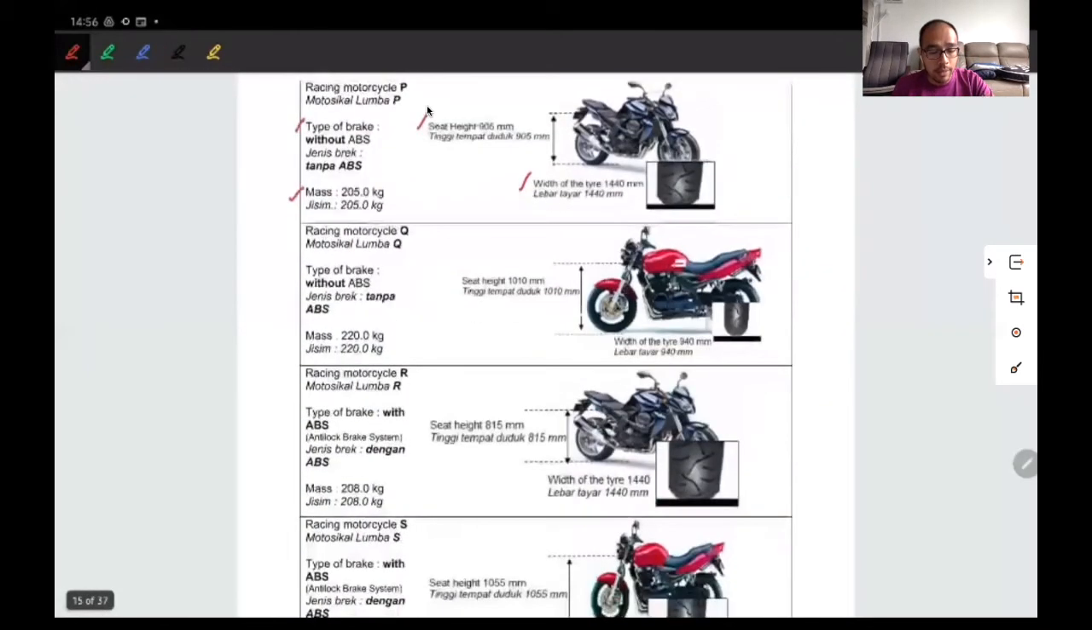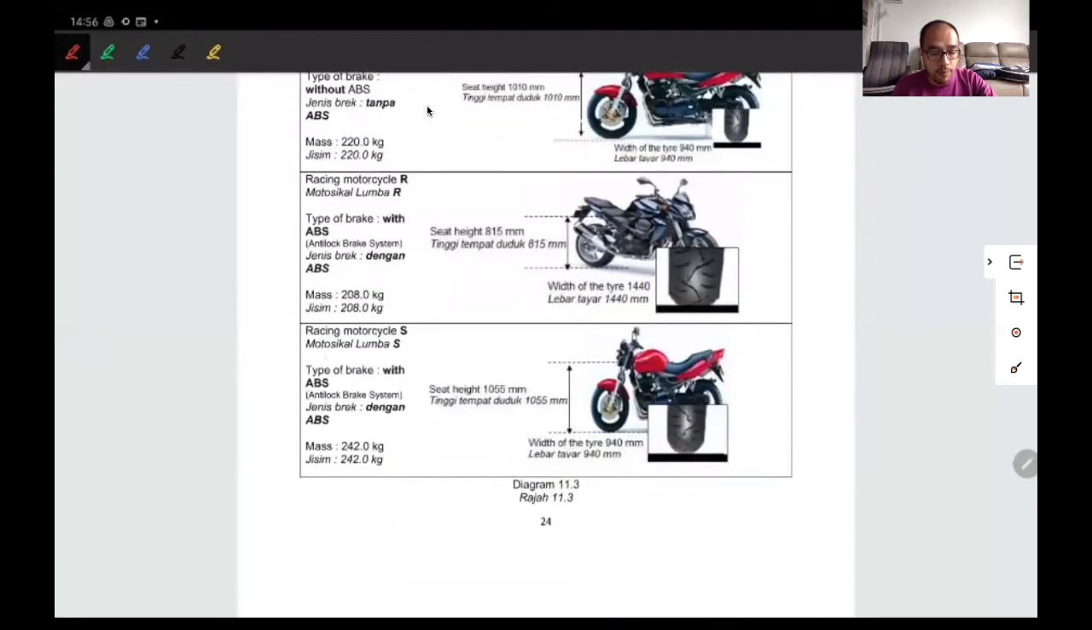Let's take a look. Type of brake: without ABS or with ABS. Obviously, we want with ABS. The reason for this would be to avoid skidding, which is a good answer. Another reason, since you're talking about motorcycles, could be that it's easy to control when changing direction.